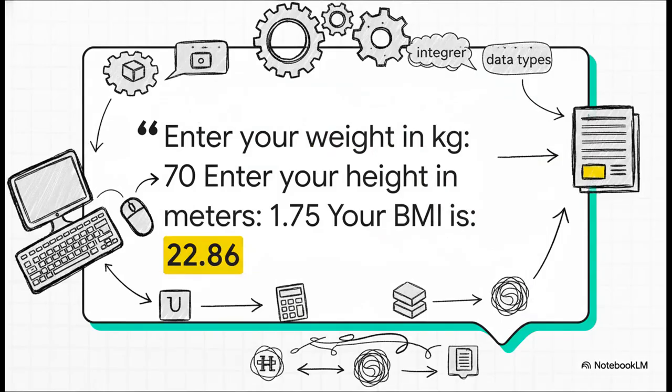So when you actually run the program, the whole interaction will look just like this. The program asks for input, the user types it in, and the final, nicely formatted result is displayed. This really shows how all the pieces we've been talking about, data types, getting user input, doing a calculation, and formatted output, all come together to create a genuinely useful little application.